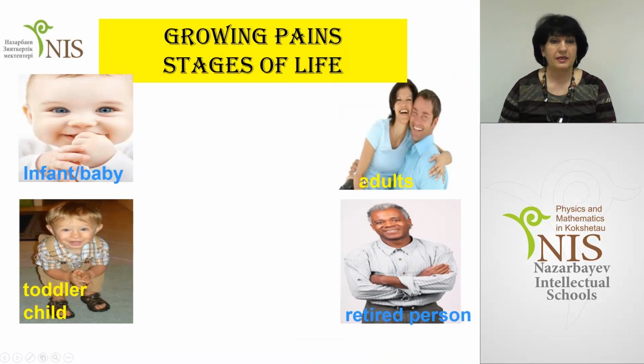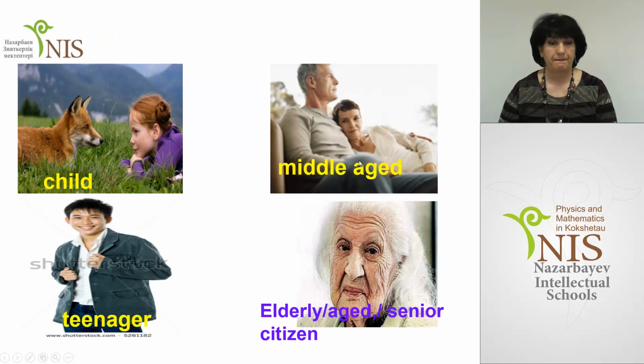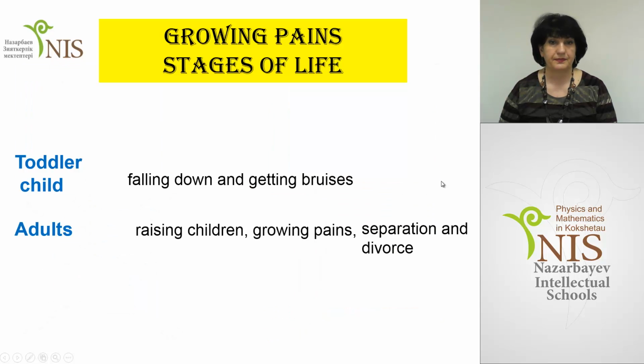So you see here there are the same pictures that I showed you at the beginning of the lesson, and you should identify the problems with these pictures as infant, baby, toddler, child, adults, and retired person. I believe that you will cope with this task quite easily. Child, teenager, middle-aged, elderly-aged, senior citizen.